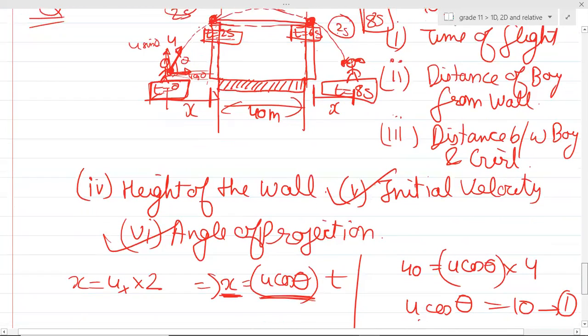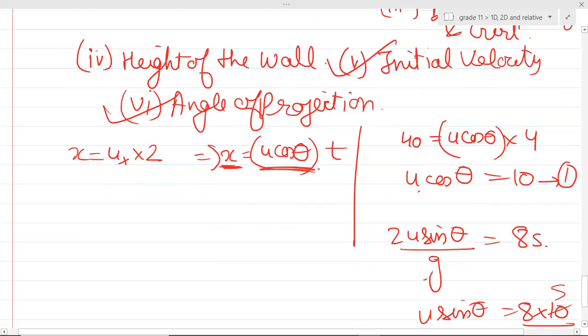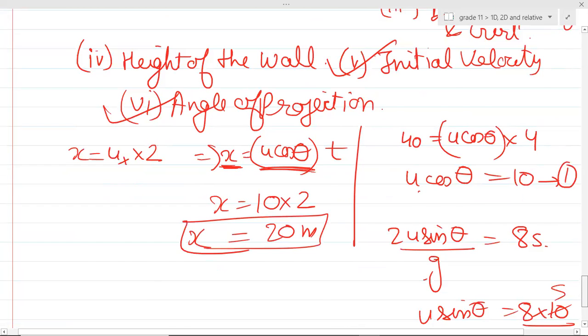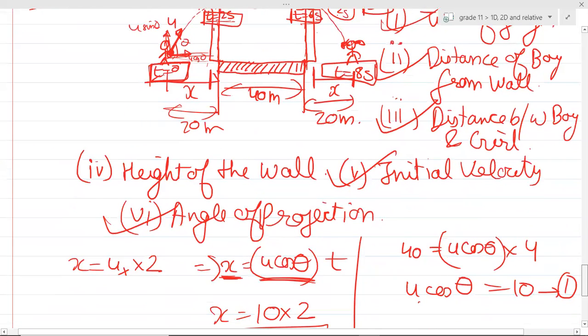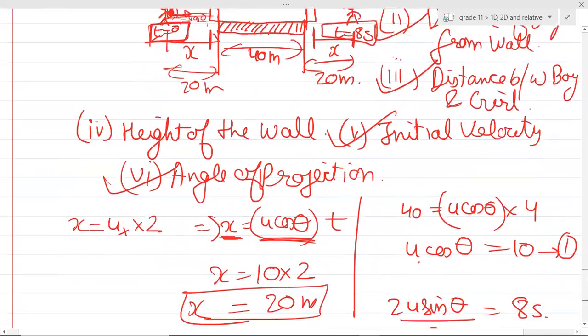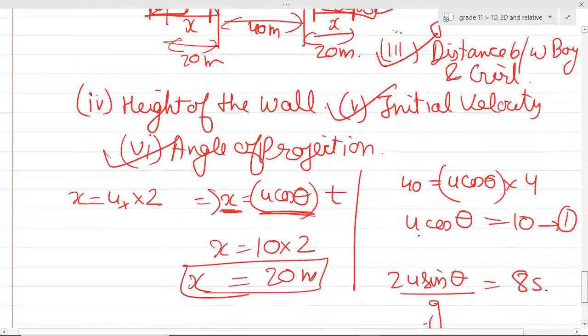Now tell me how much time is the ball reaching the wall? So can you see x is equal to u cos theta? So this is 20 meter. So this came to be 20 meter. This will also come to be 20 meter. What is the distance between the boy and the girl? So 80 meters. 80 meters. So can you see one by one everything will come into place if you analyze it correctly?